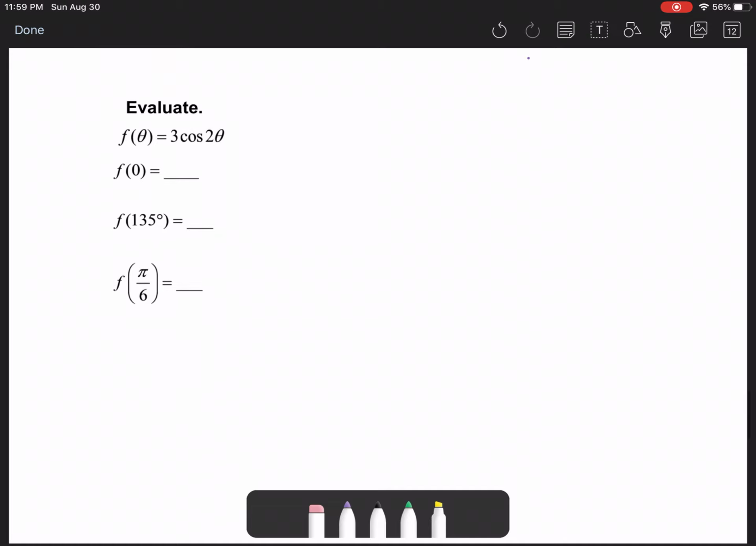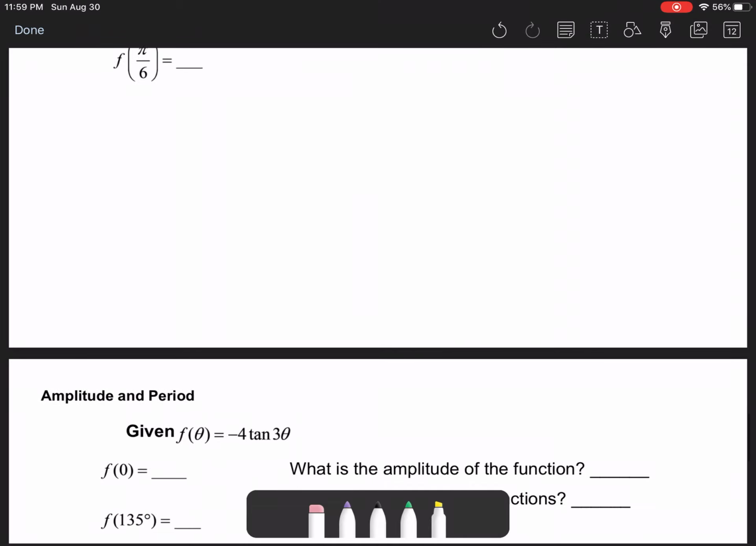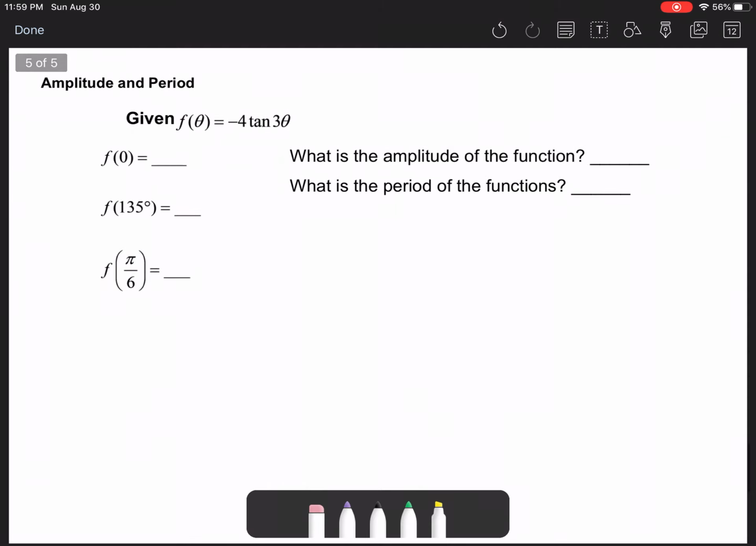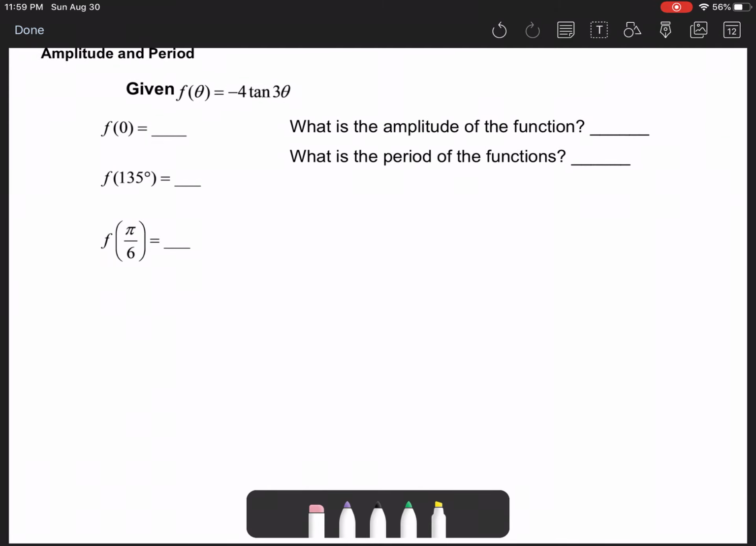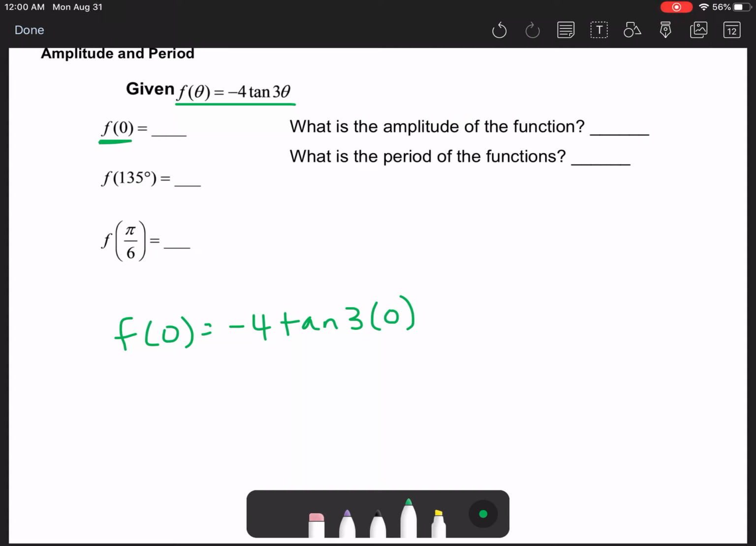Okay, last thing, evaluating. I'm actually going to just go on to this one just because of time. When we're evaluating these guys, it's really about order of operations. So, for example, given this function, I'm going to find f of 0. So f of 0 would equal -4 times the tangent of 3 times, we're plugging in 0 for theta. That's what this is asking us to do, which means, hey, if I were to graph this and the x value was 0 or theta was 0, what is my y value? That's what we're looking for here, our y values.